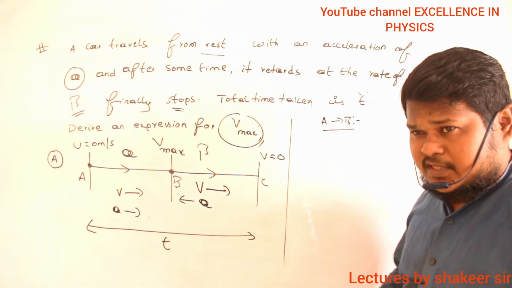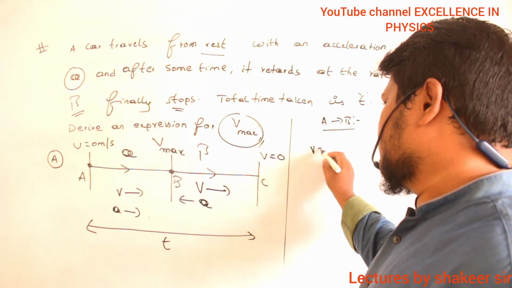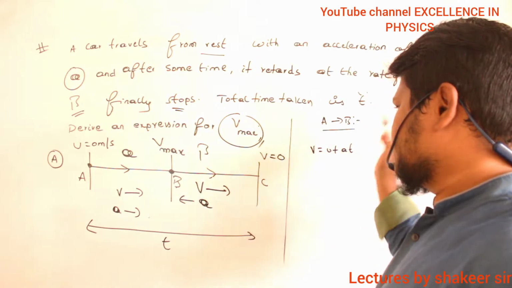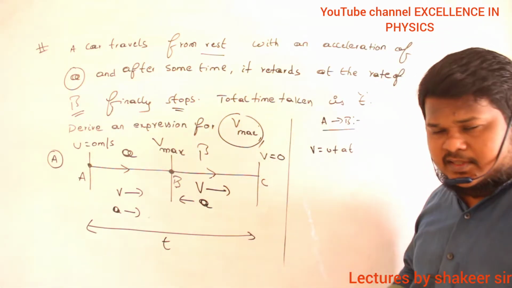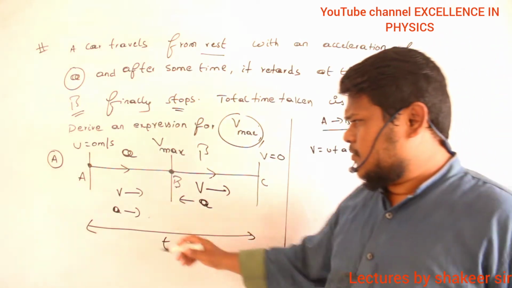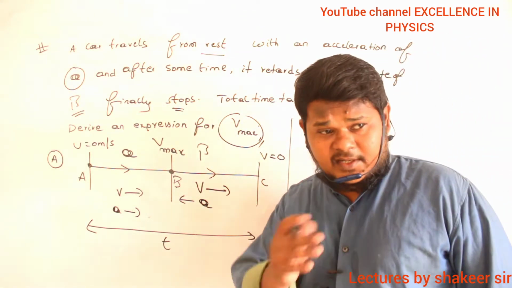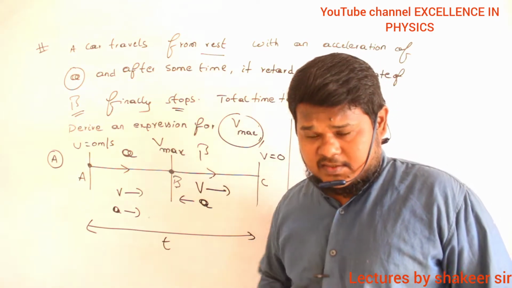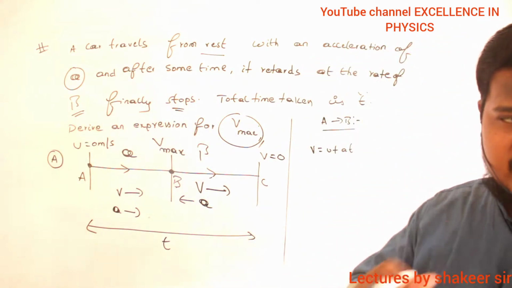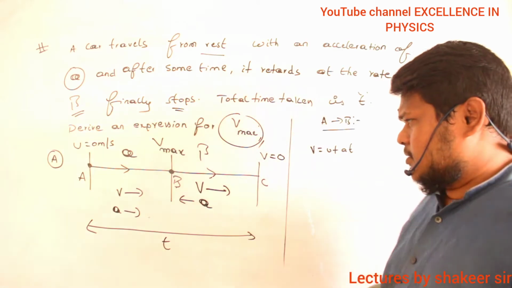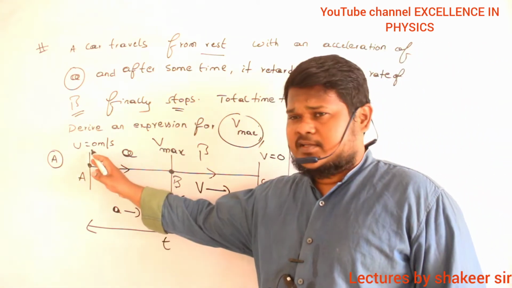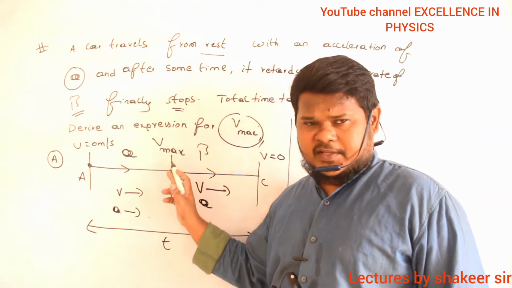Clear now? Which equation is suitable for me? V is equal to u plus at. This equation is suitable. Are you able to understand? Now what is the final velocity between A and B? V max is the final velocity. First listen very carefully, try to understand, then write down. So from A to B, initial velocity is 0, final velocity is V max.